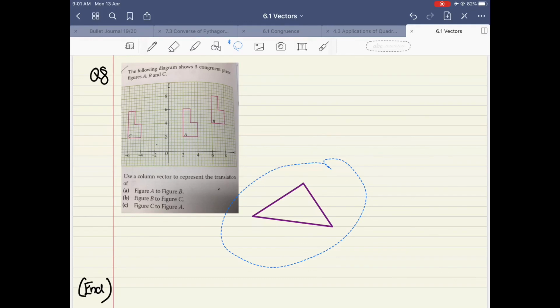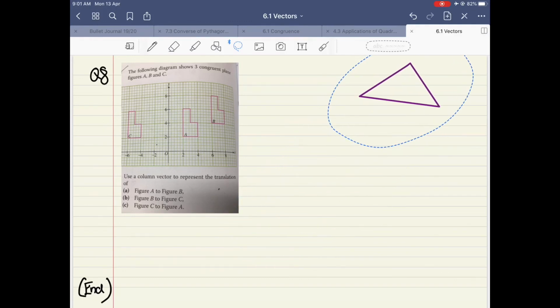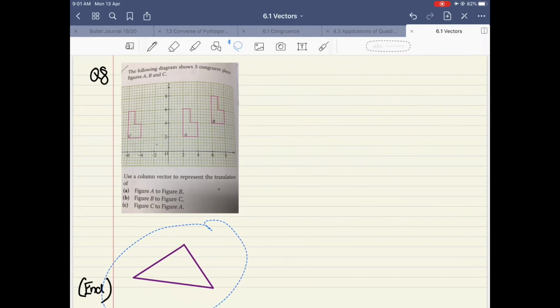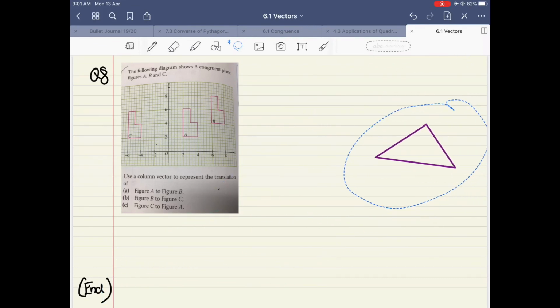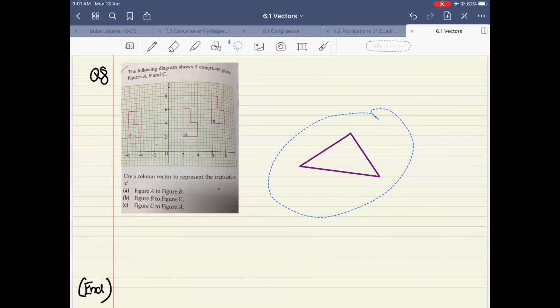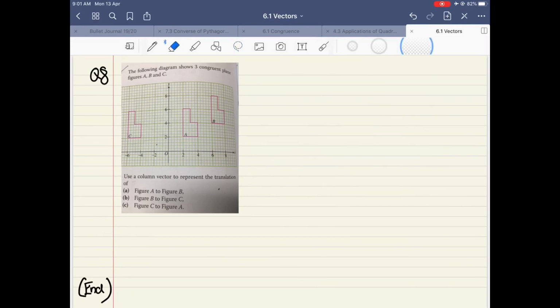So another way of saying translation is that we are moving the object. So in this case, I'll translate the triangle up here. I'll translate the triangle down here. I'll translate the triangle down here. Notice that nothing changes, it's just that the position of the triangle changes. Alright, now let me just erase this.